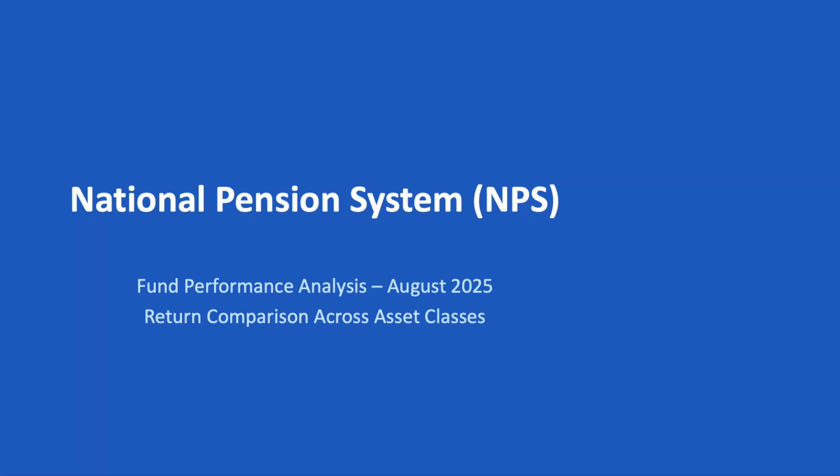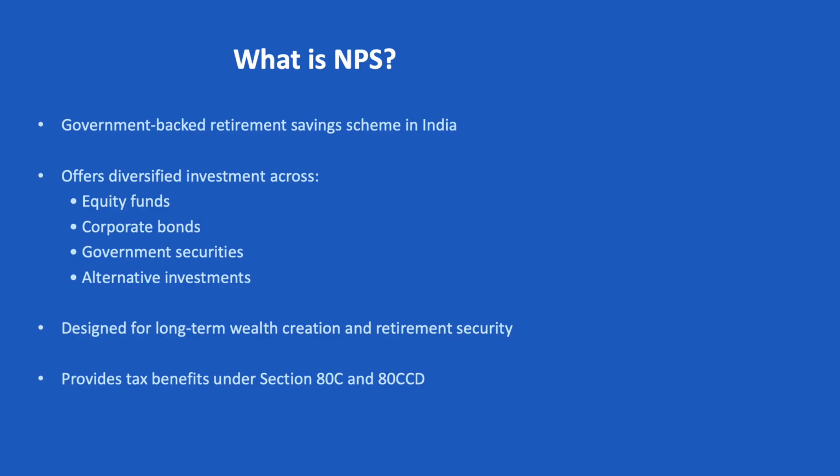Discussing the comparison of the performance of various funds under the NPS across the available asset classes. This comparison is as of the August 2025 month. Now, for those of you who are not aware, NPS is a government-backed scheme for retirements in India. It invests in diverse classes such as equities, corporate bonds, government securities, and alternate investment funds. This is designed for long-term wealth creation because it's a scheme for retirement purposes.